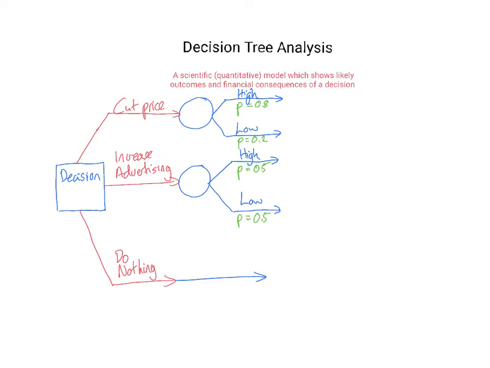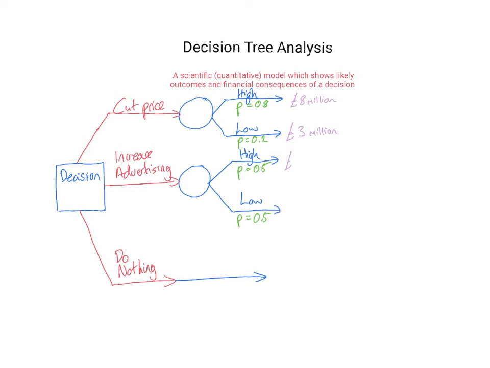So now we've added on our probability. The next thing that we need to think about is if high or low sales actually occur, what is the outcome going to be? What is the payoff, in other words, going to be from that outcome? So we can say that if I cut my prices and I generate a high level of sales, then my payoff from that will be an increase in my revenue of £8 million. If I only get a low amount of sales, then my revenue will be 3 million.